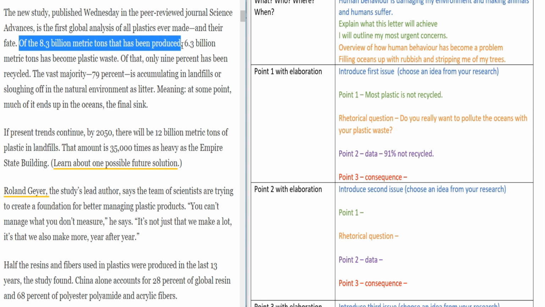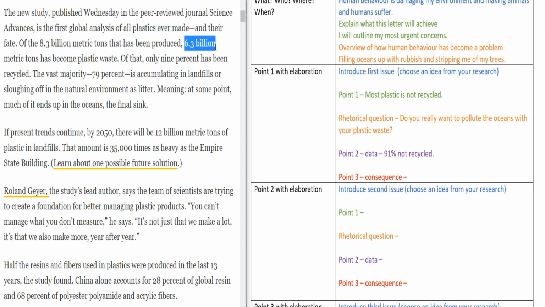So since we started making plastic 6 decades ago, we've used 8.3 billion metric tons. That's how much we've made. But of that, 6.3 billion tons has simply become waste. It's not been recycled. So it's gone into our landfill areas and it's gone into our seas and oceans. So I'm going to add that bit of detail.